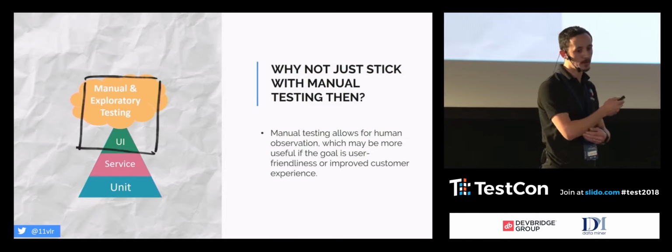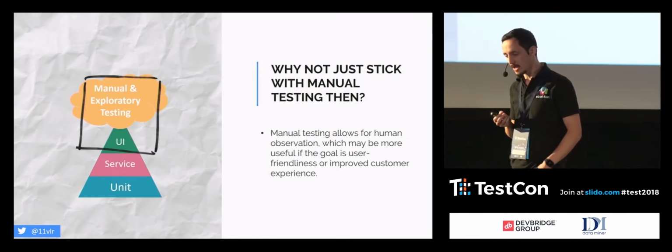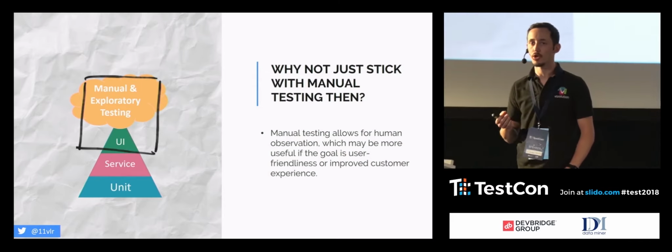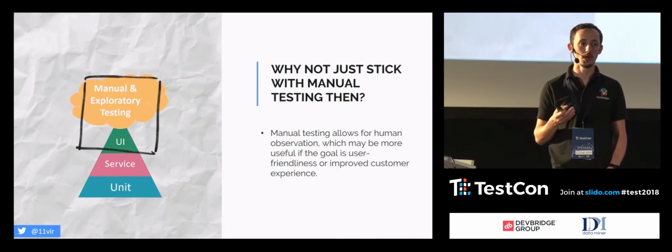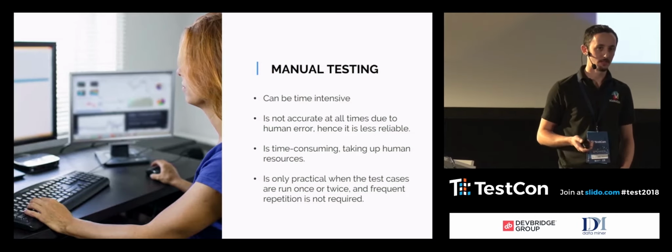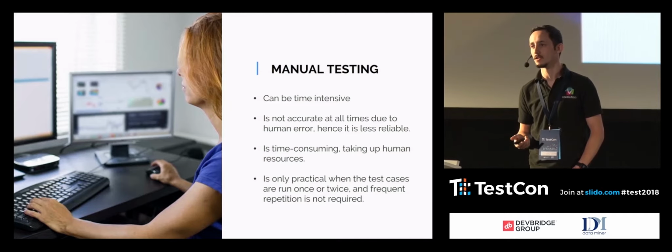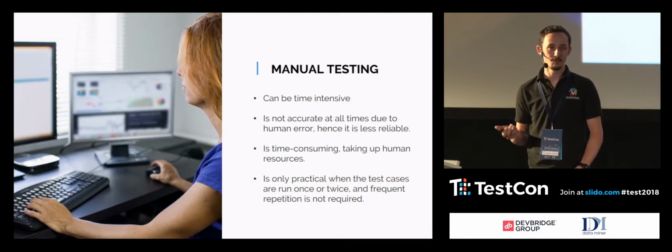So why not just stick to manual testing then? Because what manual testing does give us is human observation, we can actually see when things don't quite look right. But the problem is, it's time intensive, especially if you work as part of an agile team. There seems to be meetings every 5 minutes.